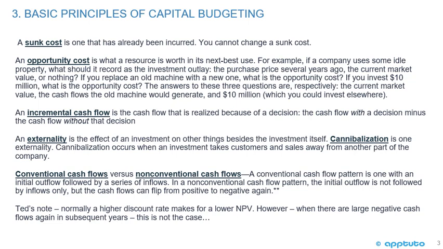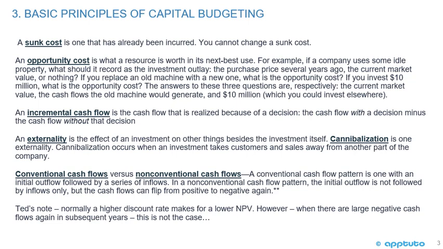If you replace an old machine with a new one, what is the opportunity cost? If you invest $10 million, what is the opportunity cost? The answers to these 3 questions are respectively the current market value, the cash flows the old machine would generate, and $10 million which you can invest elsewhere. An incremental cash flow is the cash flow that is realized because of a decision. The cash flow with a decision minus the cash flow without that decision.